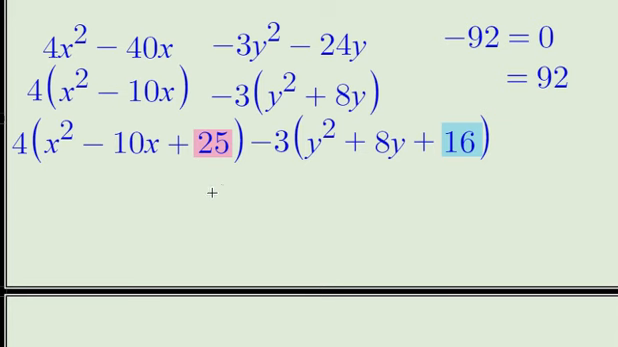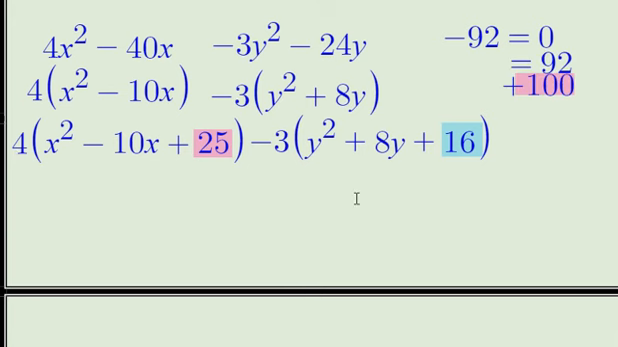So at first glance, the assumption is that I'm adding 25 to this equation. But be careful. There's a 4 out in front. So really, this is 4 times everything inside parentheses. So I'm not just adding 25, I'm adding 4 times 25. So I actually have to add 100 to the opposite side to account for the 4.